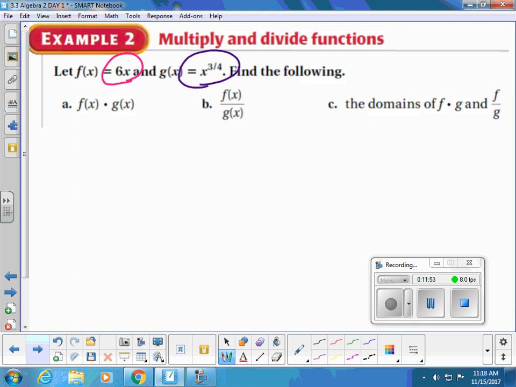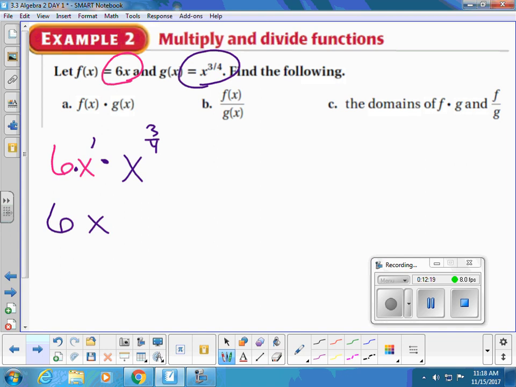So f of x times g of x would be 6x times x to the 3/4. Now please keep in mind this 6 is not married to this x. There's technically a little dot in here. So technically I have 3 things being multiplied. Do you agree? Let's think about our exponent rules. This has an exponent of 1. This has an exponent of 3/4. What would I do to combine them?